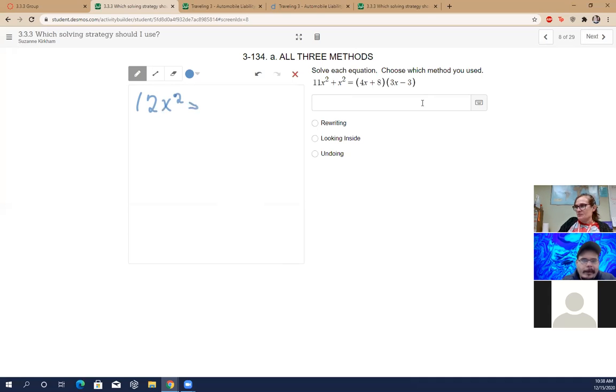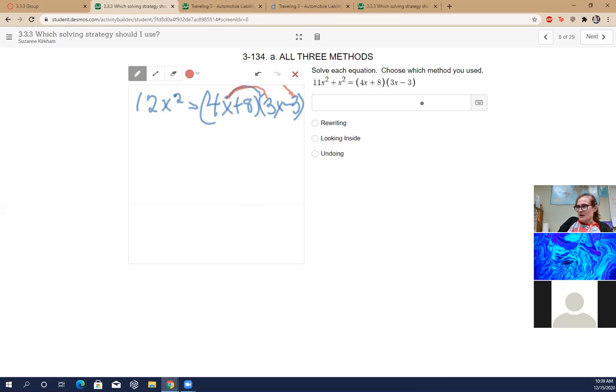And that equals, now we'll take 4x and we'll distribute it. We're going to go 4x times 3x. Here, let me write that down. I'll just go 4x plus 8 times 3x minus 3. Okay, so I'll take the 4x and go times 3x. Okay, 4x times 3x and then 4x times negative 3.